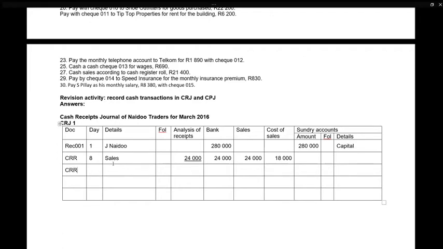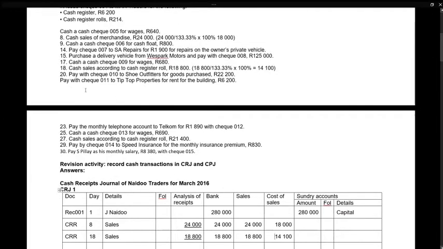Cash register roll. It took place on the 18th. Details will be sales. The amount was 18,800 Rand. It will reflect in my bank account at the end of the day. The reason I received this money is because I had sales, and my cost of sales was 14,100 Rand. I bought trading stock to the value of 14,100 and I sold it to the value of 18,800. The difference between the two will be my profit. Next transaction took place on the 20th.